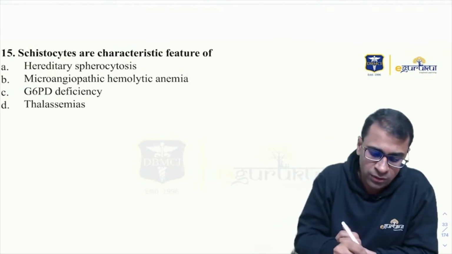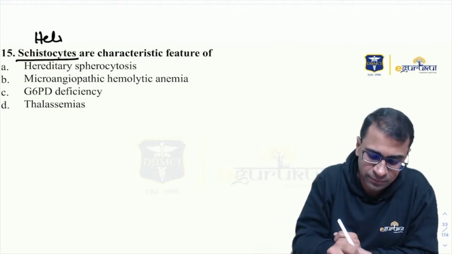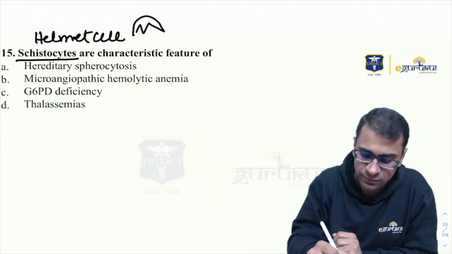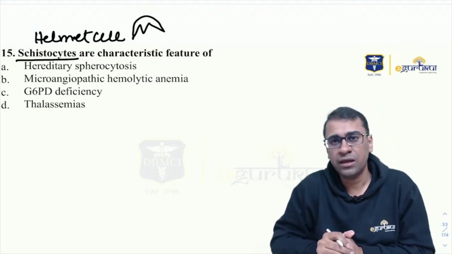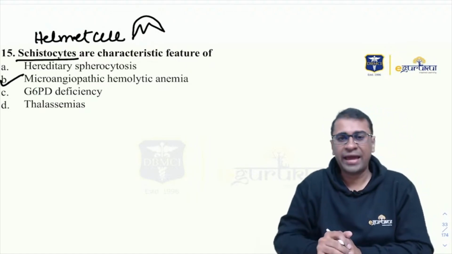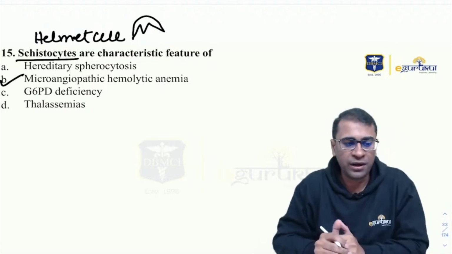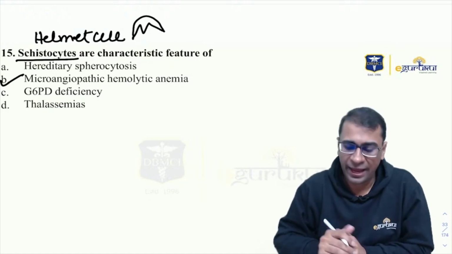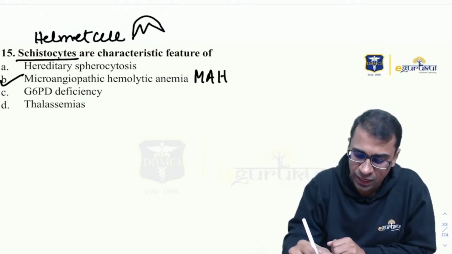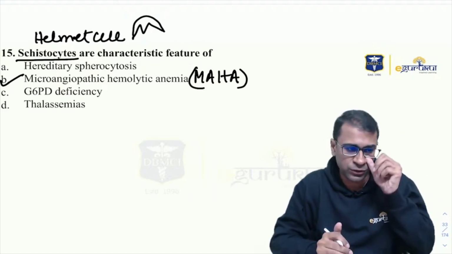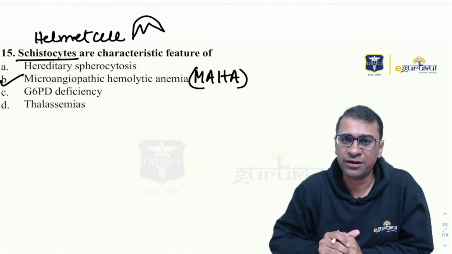Schistocyte, what is this also called? It's also called a helmet cell. Like this. So where do you see schistocytes? You see this in microangiopathic hemolytic anemia, MAHA. Okay?